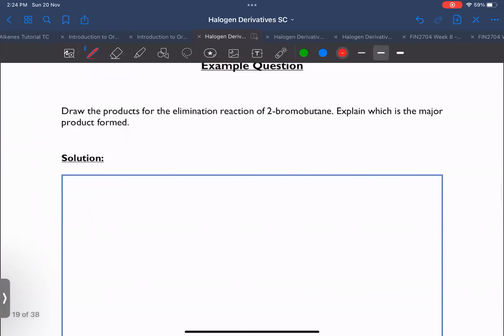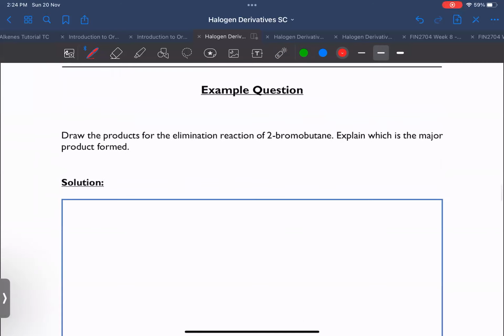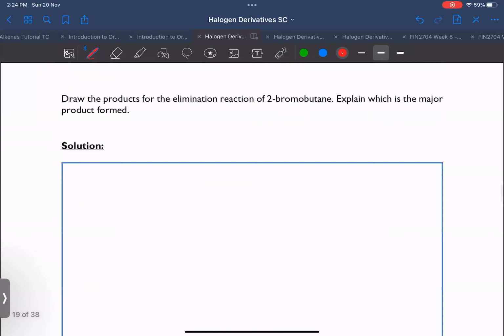Okay, go over to page 19. On page 19, we're going to draw the products for the elimination reaction of 2-bromobutane. Here we will learn Zaitsev's rule. So I want you to draw 2-bromobutane, and I'm going to give you maybe a minute to go and draw the products of elimination. I'll be back in a minute.